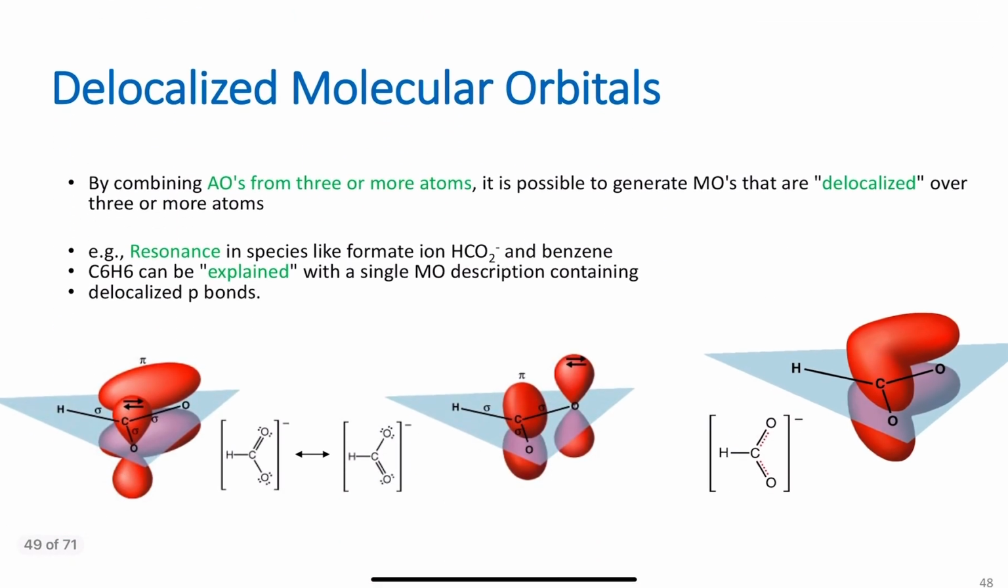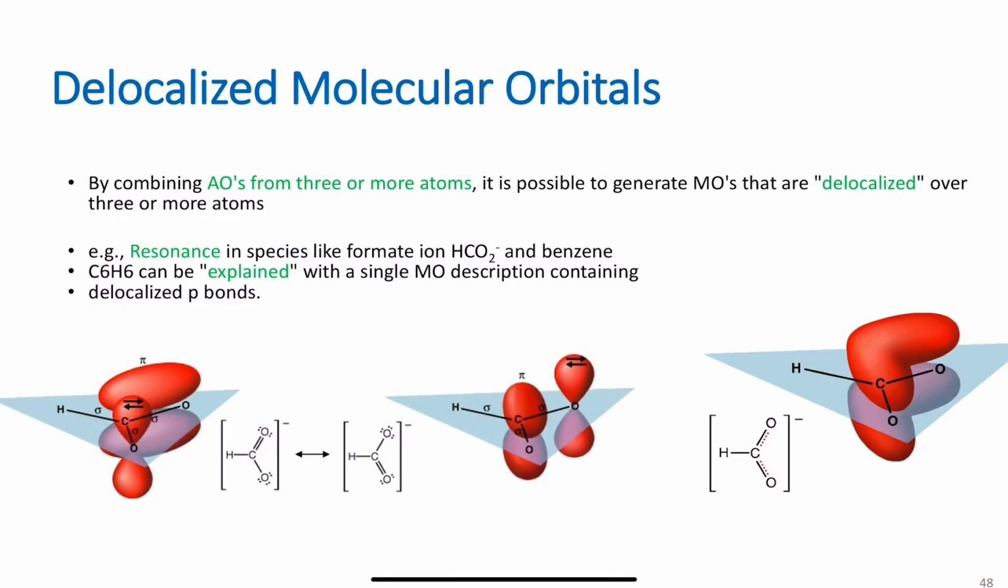Okay? So, to finish this out, by combining atomic orbitals from 3 or more atoms, it is possible to generate molecular orbitals that are called delocalized, meaning the electron density is shared over an area of 3 or more atoms. This is how resonance works. We talked about resonance and how some resonance structures contribute more or less than other resonance structures. This is how they share that.